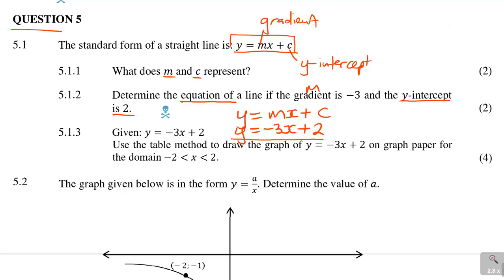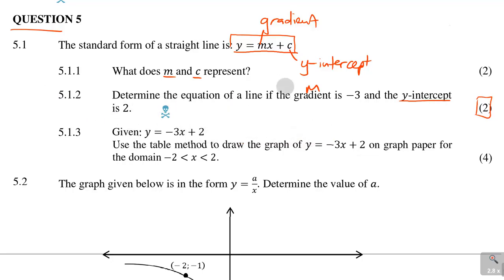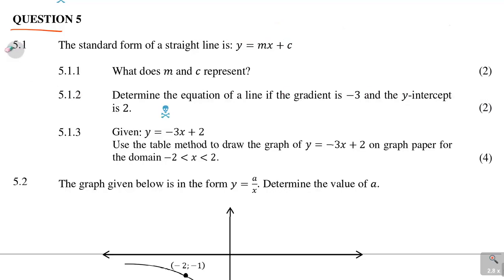So the answer was simple: you're just supposed to write it, and you get just 2 marks for that. Okay, moving on to the next one, which is question 5.1.3. This is what we're given.